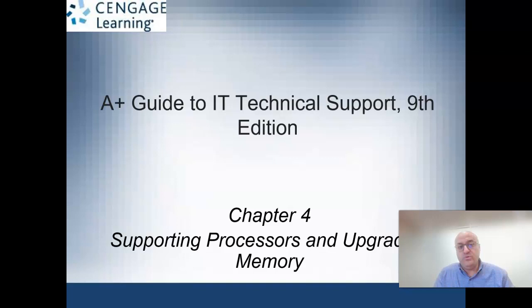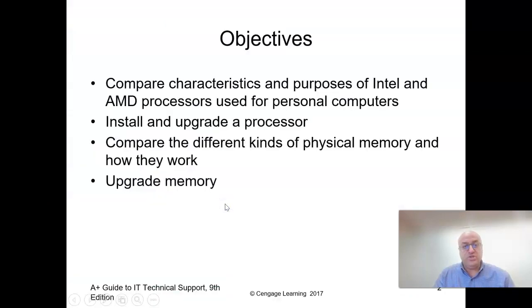In this video, we're going to talk about supporting processor upgrading memory, okay? So, part of the A plus course. The objective in this chapter is comparing some characteristics and proper purpose between Intel and AMD processors for using personal computers, then how we can upgrade and install the processor. Then we compare the different kinds of physical memory and how it works, and if I need to upgrade memory, what should I do, how I can do that. Okay, so let's go.